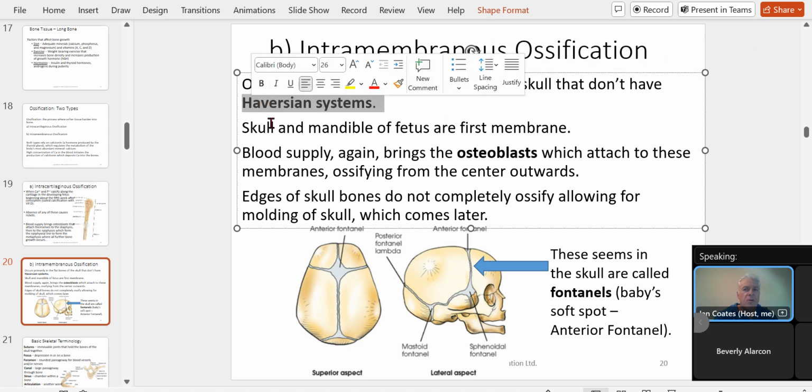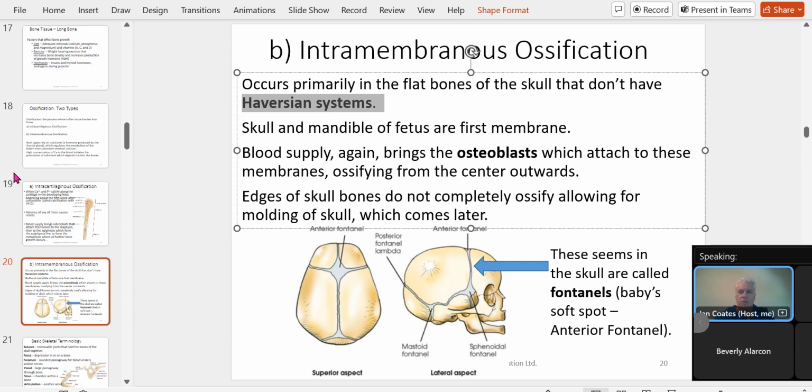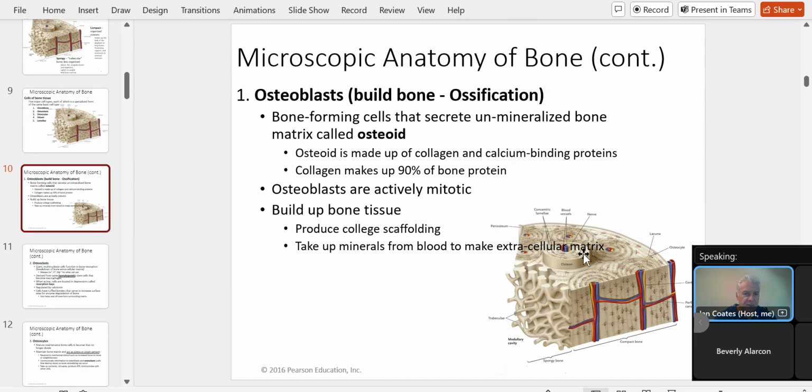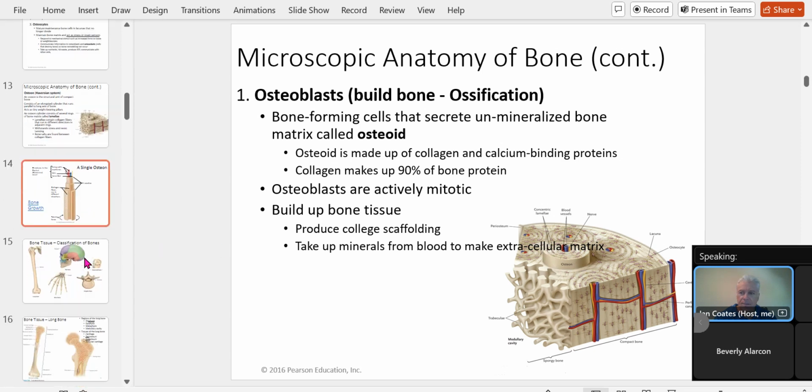There are no Haversian systems. There's none of those, these osteons. You see these circles? These flat bones don't have them. These are only in long bones.